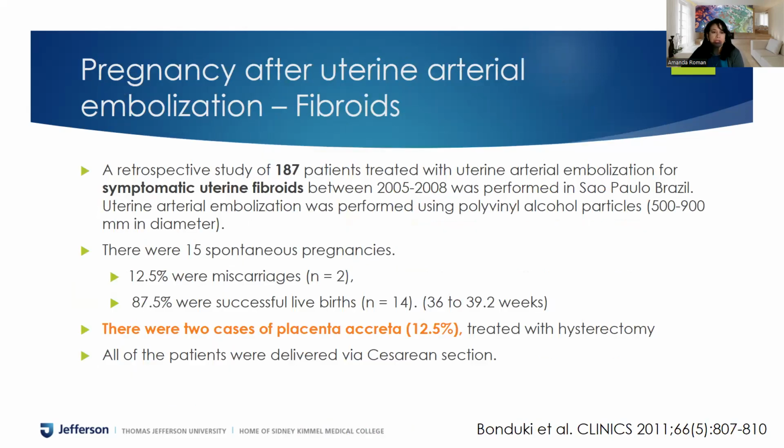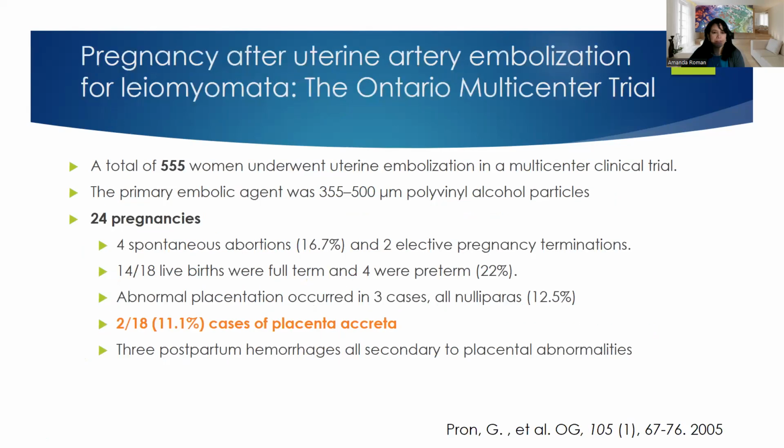Now, if the uterine artery embolization is due to fibroids, this retrospective study included 187 women that underwent the procedure. There were 15 spontaneous pregnancies, 2 ended in miscarriage. Most of them had a successful live birth, but there were 2 cases of placenta accreta accounting for 12.5% of the sample, and they both had hysterectomies.